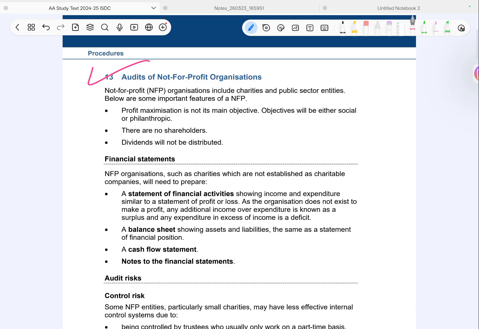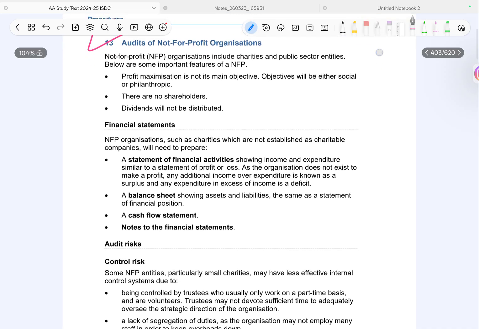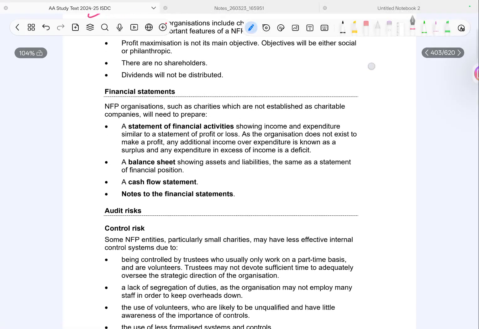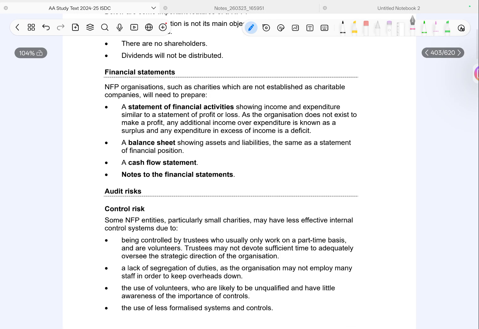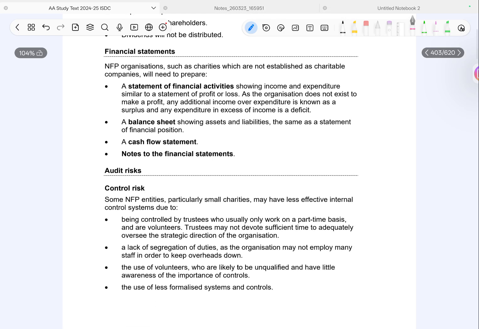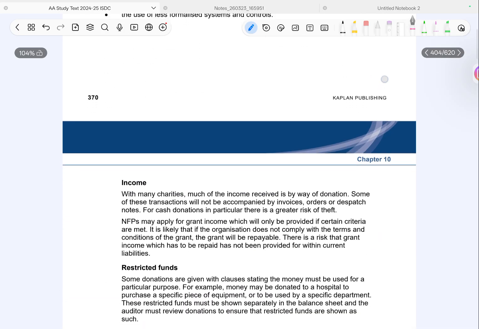From an audit perspective, control risk can be higher in NFP organizations, especially smaller charities. This is often due to trustees being part time or volunteers who may not have sufficient time or expertise to oversee operations effectively. Segregation of duties is often weak because of limited staff members. Many organizations also rely on volunteers who may lack formal accounting knowledge or awareness of control importance. In addition, systems are often less formal, which can increase the risk of errors or control weaknesses. Overall, audits of not-for-profit organizations require careful attention to control limitations and increased reliance on substantive procedures.